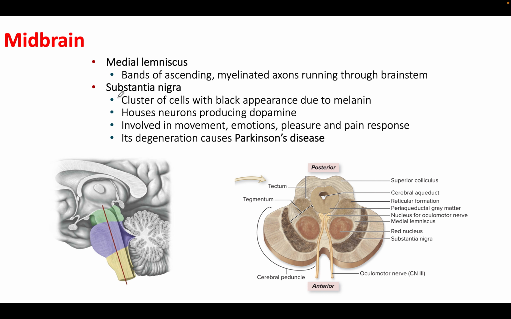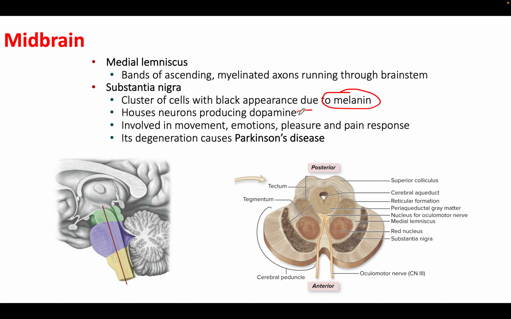And the last main structure, we have lots of structures here, but the last main one is something known as the substantia nigra. And the term substantia nigra translates to dark stuff or dark substance. The reason it is dark is because there are cells here that produce the pigment melanin. So this is the same pigment that we find in our skin that gives our skin our pigmentation. It also produces something known as dopamine.